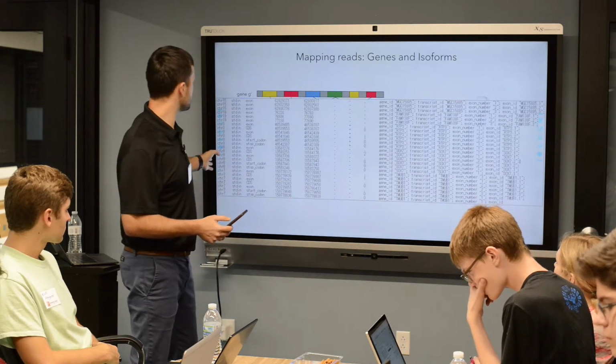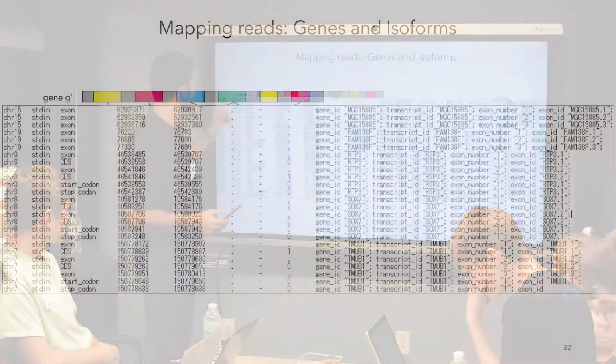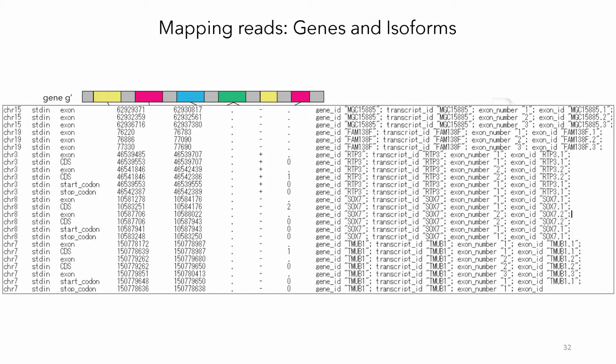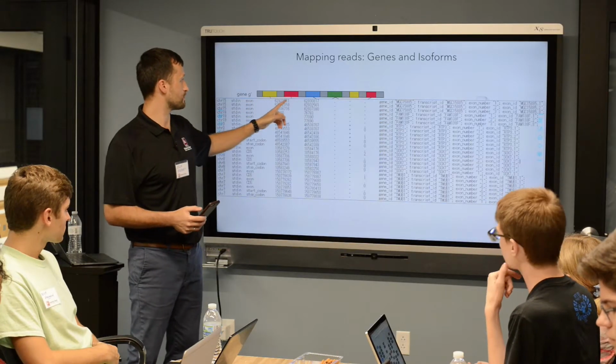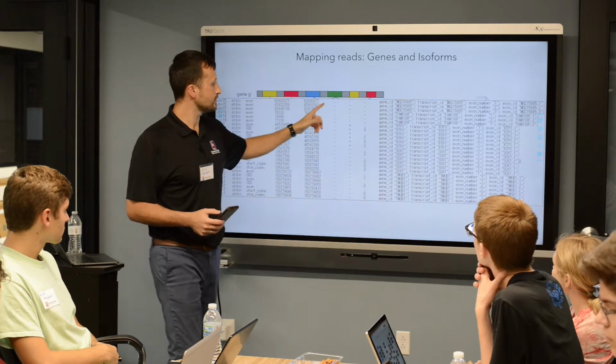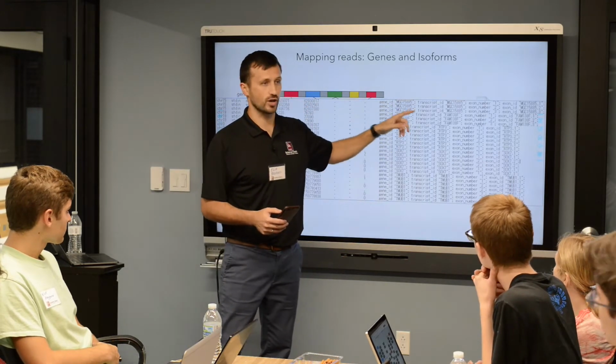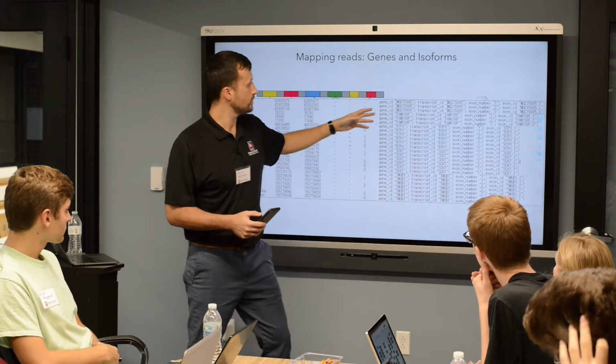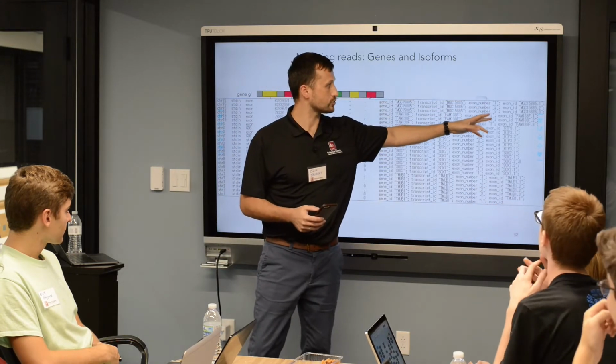So this is the GTF file. You can see here in chromosome 15, there's an exon, there's a position of start and end, and then it tells you the gene ID. So it actually tells you which gene it belongs to, and then it tells you exon number 1, number 2, etc.